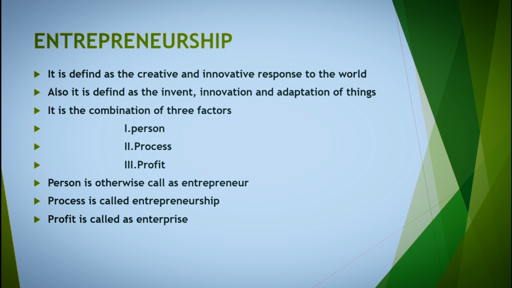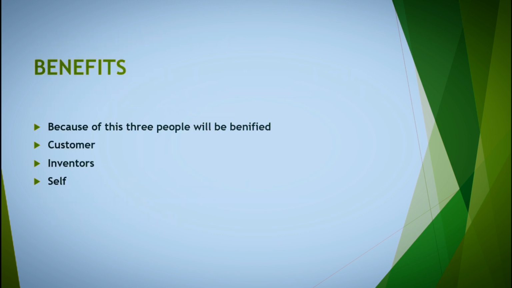Mainly, entrepreneurship consists of three factors: person, process, and profit. Here, the person is otherwise called an entrepreneur, who is the owner of that business. Next, process is called here entrepreneurship, and profit is also called an enterprise. So entrepreneurship is important as it has the ability to improve standard of living and create wealth for both the entrepreneur and the related business. Next, benefits of entrepreneurship. Because of entrepreneurship, three parties will be benefited. First, your customer. Secondly, the investors who invest finance in your business. And thirdly, that is most important, self. Okay?